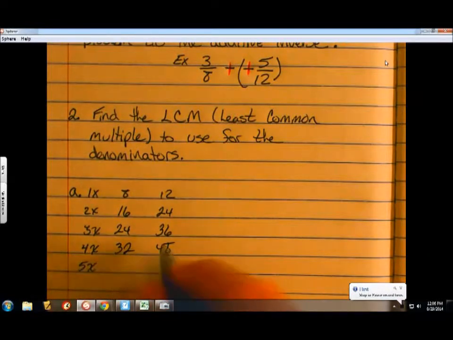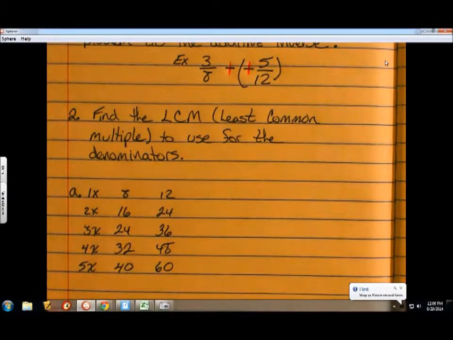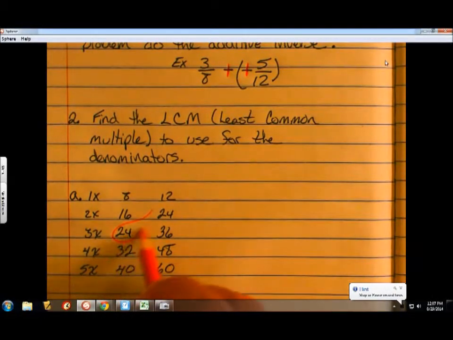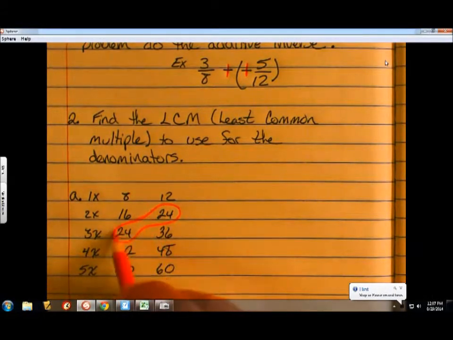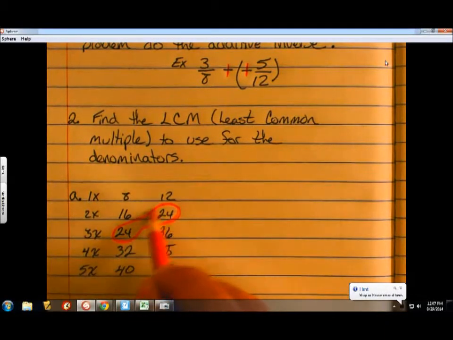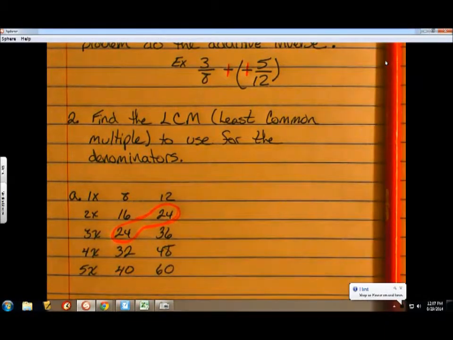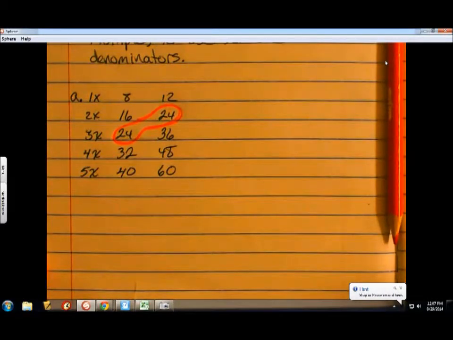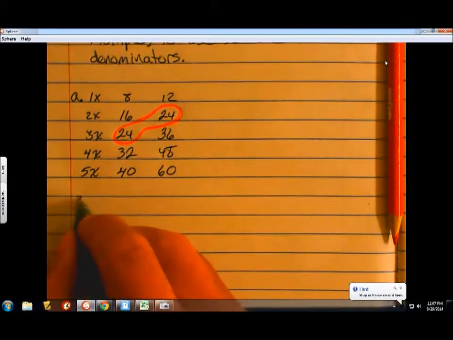Now we can keep going on to 5, 6, 7, 8. But we have found a common multiple. And it's the first one that shows up. So what we're going to do is take your red color pencil and highlight that one so we know which one we're going to use. So we're going to use 24. 24 is 2 times 12 and 3 times 8 to get 24. Those are important to know because we are actually going to use those to change your numerators.